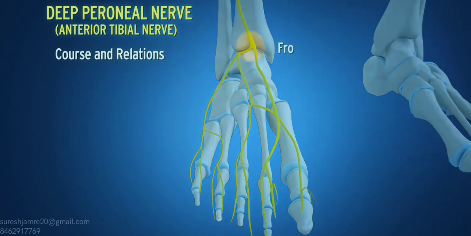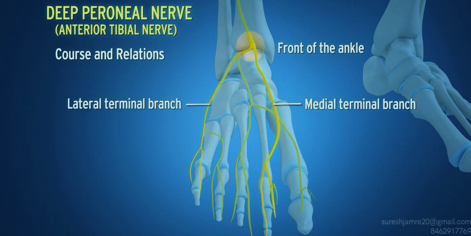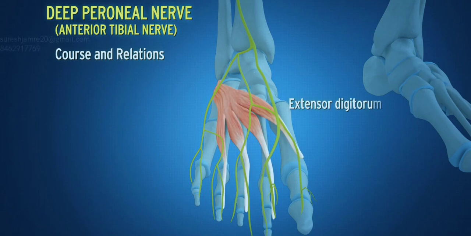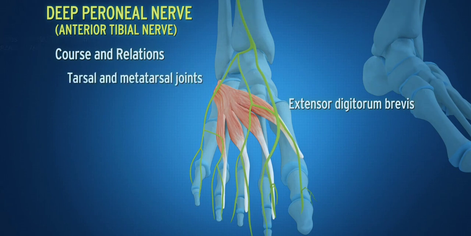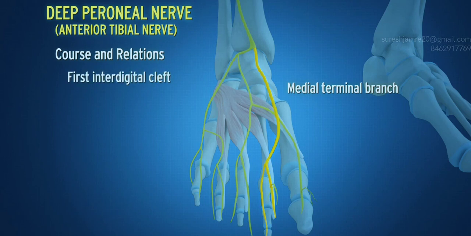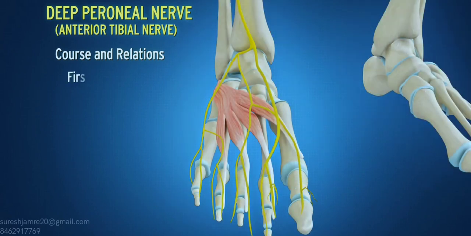The nerve ends in front of the ankle by dividing into the lateral and medial terminal branches. The lateral terminal branch runs laterally and ends in a pseudoganglion deep to the extensor digitorum brevis by supplying the extensor digitorum brevis and tarsal and metatarsal joints on the lateral side of the foot. The medial terminal branch ends by supplying the skin adjoining the first interdigital cleft, the proximal joints of the big toe, and often the first dorsal interosseous muscle.